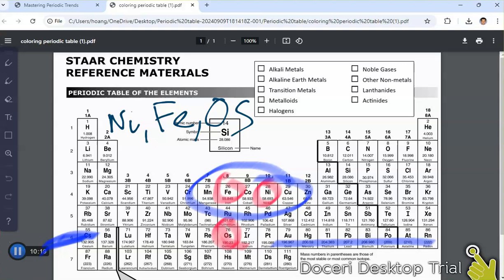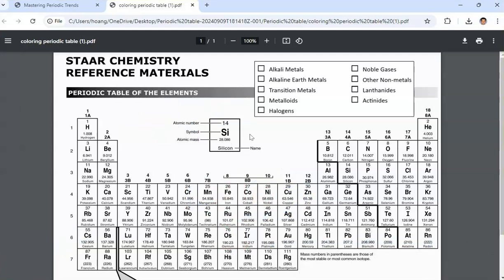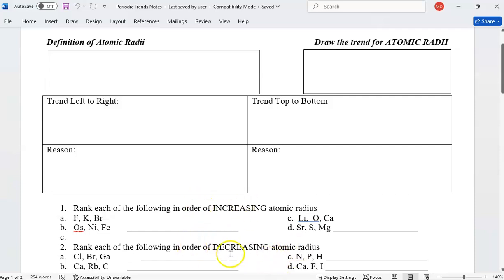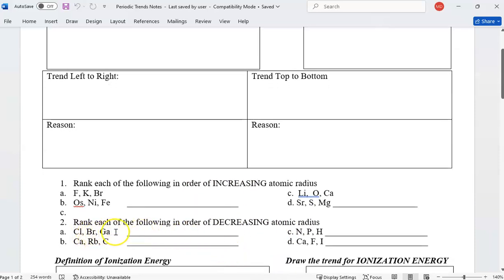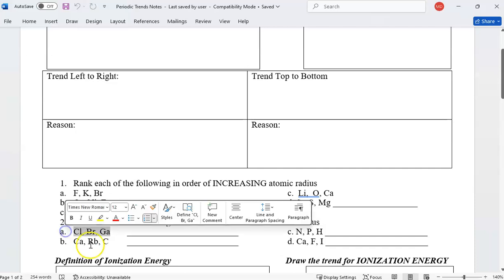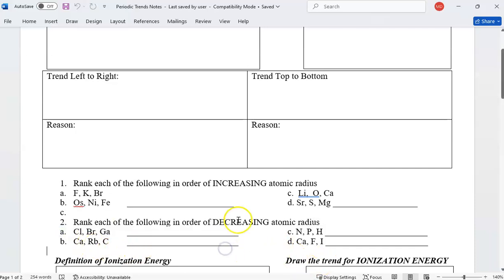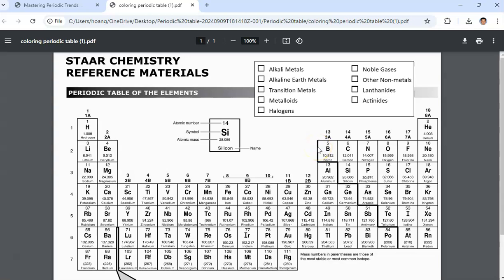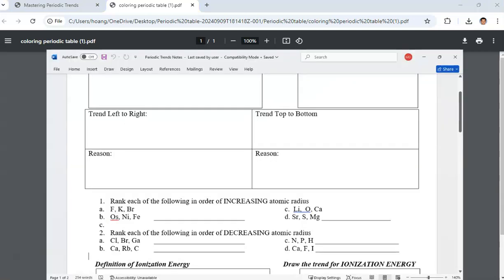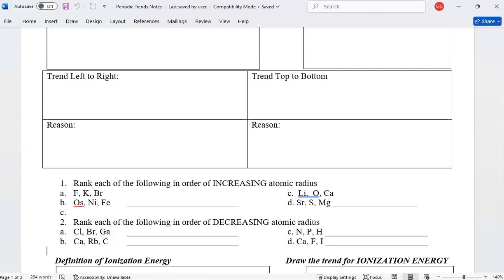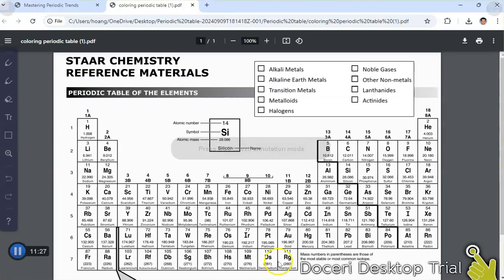So it's just practice, so you get familiar with which one's bigger, which one's smaller. Okay, so that is the first trend. That's the radius trend. You'll go ahead and finish these couple of questions here. So right now, number 2 here, Cl, Br, Ga, for example, it's asking for decreasing. So now we're going to put them in order from biggest to smallest. It's the same concept, it's just reversed. Okay, I forgot the elements. Let's go back real quick here. Cl, Br, Ga.